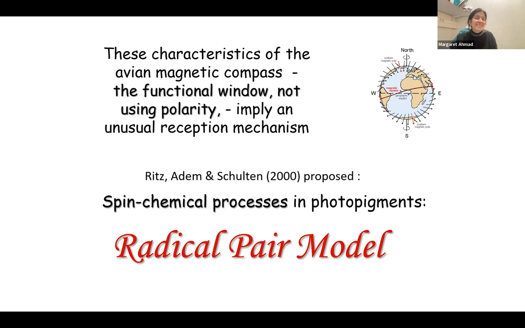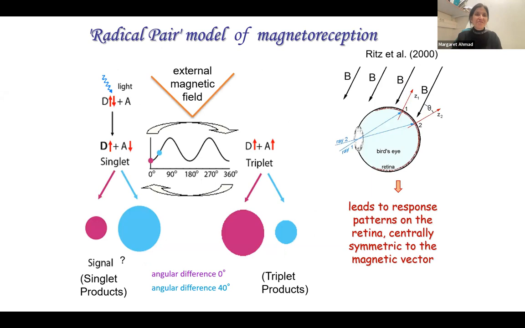And then, as fate would have it, the Wiltschkos heard about this. These are animal behaviorists. They don't know an atom from an electron. I mean, they're not physicists, but they knew that unless they had a way to explain navigation, it would never become accepted as a true mechanism. And so they got together with Torsten Ritz. Next slide. I'm not sure Torsten's on this call. If you are, Torsten, I hope I'm not mangling your topic here. So this led then to the theoretical concept of a radical pair model of magnetoreception in birds.